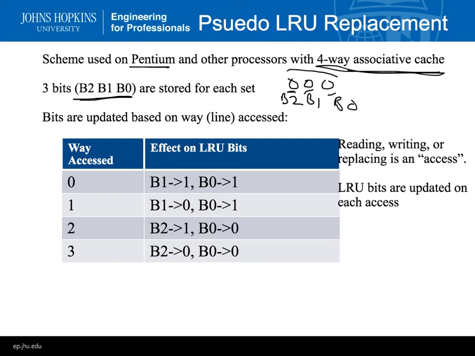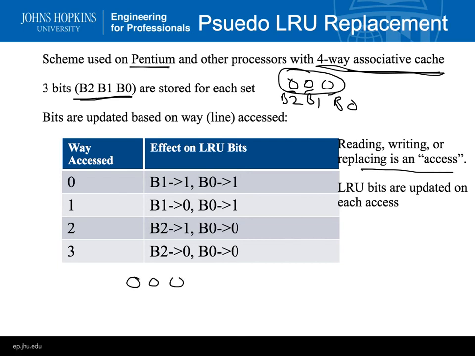And this is a 3-bit number that's saved. It is changed according to which way was most recently accessed. If you read, write, or replace a way, it's called an access. So every time you map something to a set and you find that it was a hit and you read it, that's accessing it. The bits start as 0, 0, and 0.